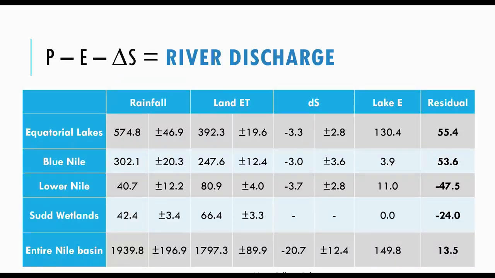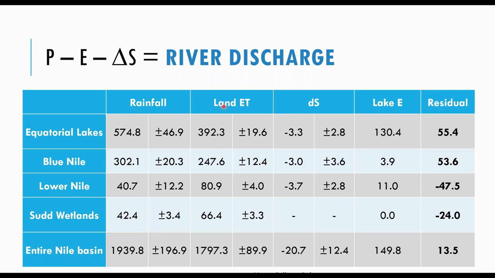We can then use this information by averaging across our areas of interest, in this case, the various sub-basins and the Sudd wetlands, to get quantitative estimates of the water balance. So I won't spend a lot of time walking through every number here in detail. The slides are available to you if you're particularly interested in this region.